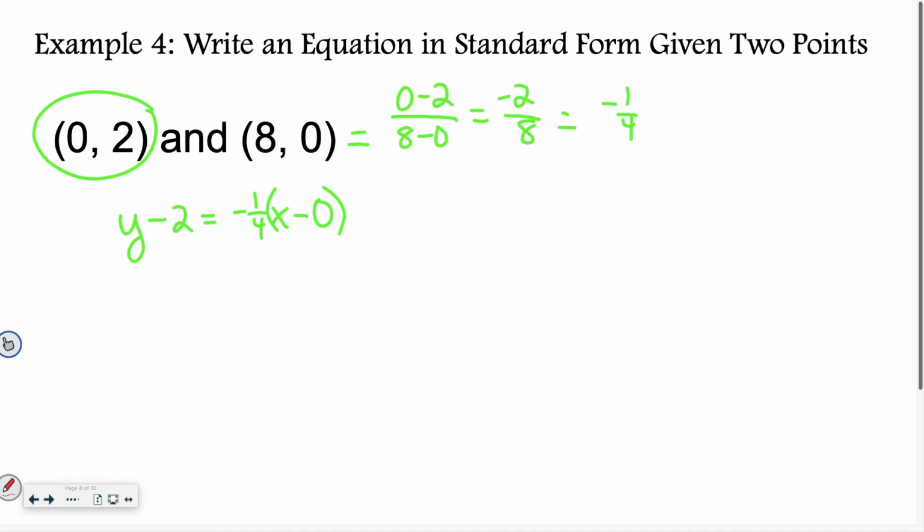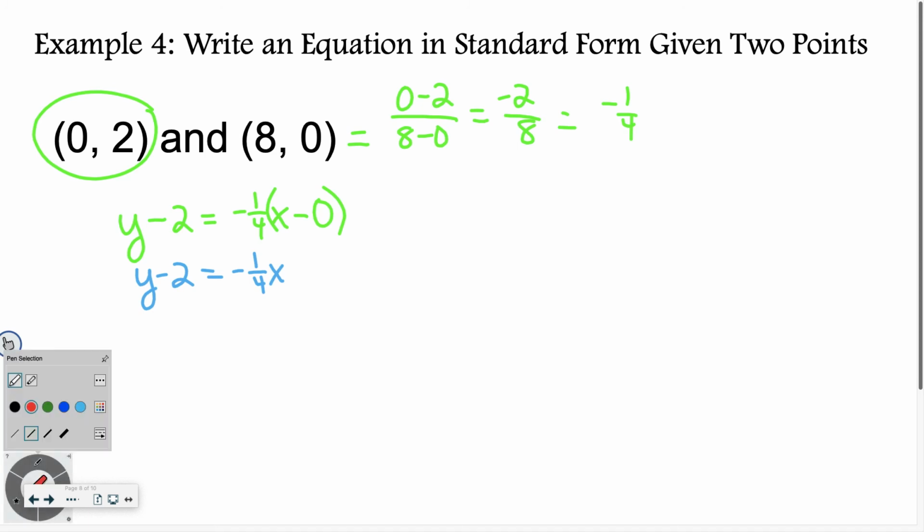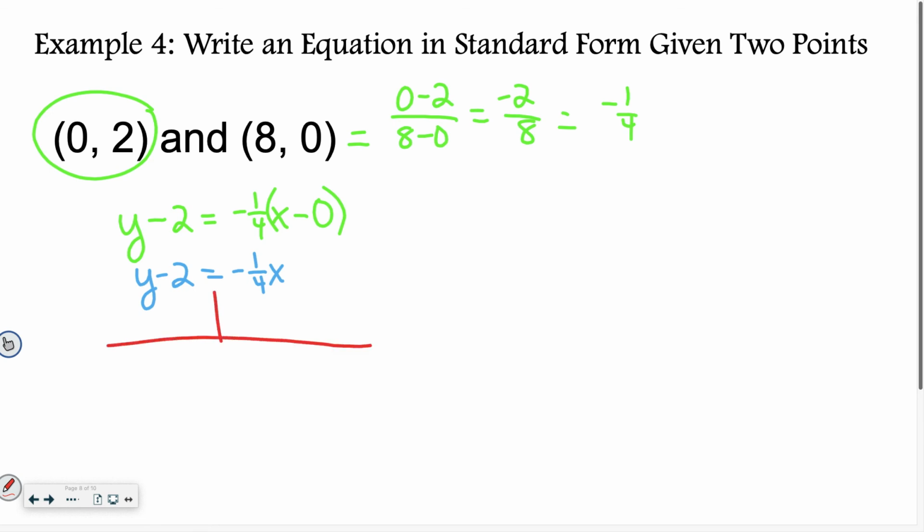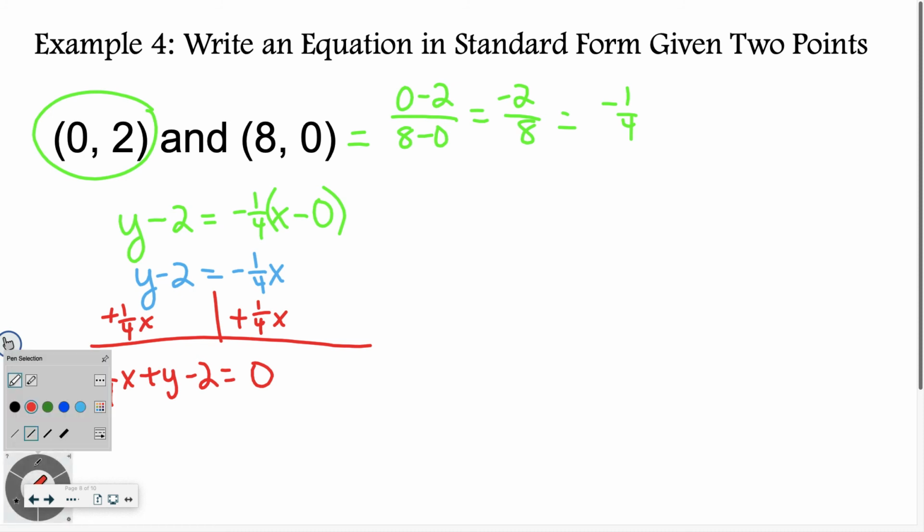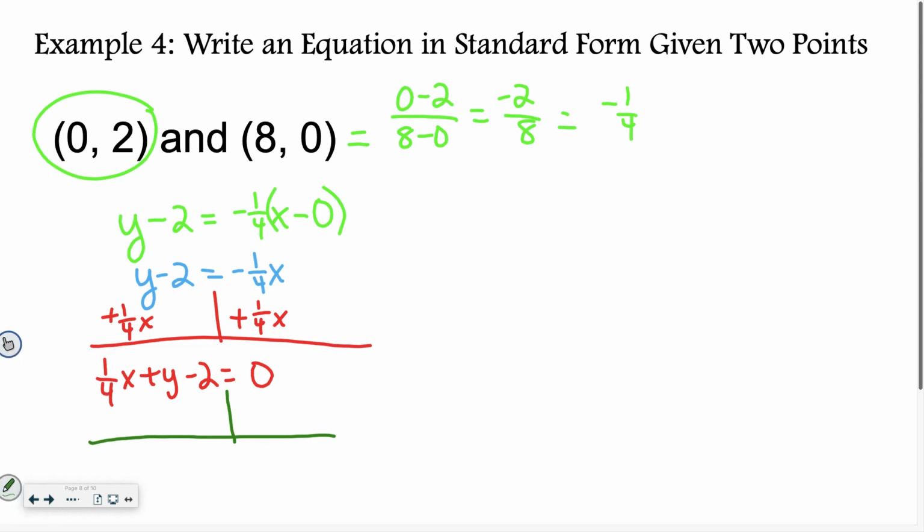And then what you can do in order to get it to standard form is, first of all, let's get rid of those parentheses. So I have y minus 2 equals negative 1/4 x, and then negative 1/4 times 0 is just 0. So what I'm going to do is now I want to move my numbers around so that x and y are on the same side. So I'm going to add 1/4 x. So I have 1/4 x plus y minus 2 equals 0. I still need to get just x and y, so I need to move that 2 over to the other side. So I have 1/4 x plus y equals 2.